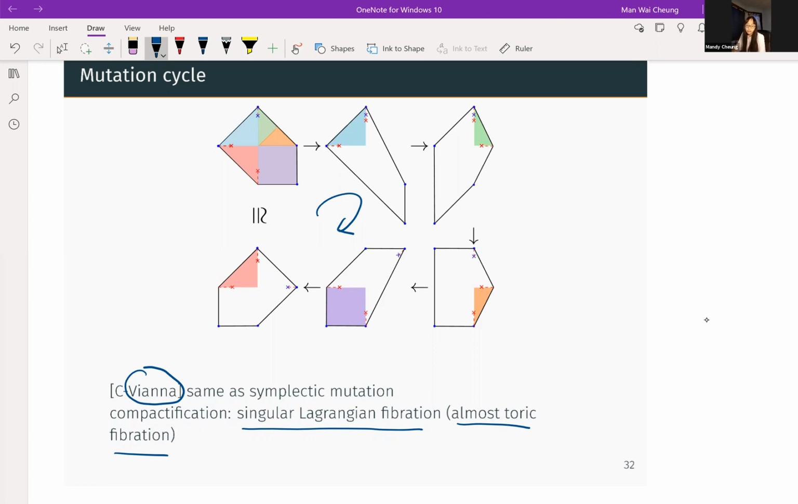And what's more is actually in Vianna's story, he also has polytopes with rational points as well, which actually fit, you can see in the example, the G2 example we got in the very early part of today's talk as well.